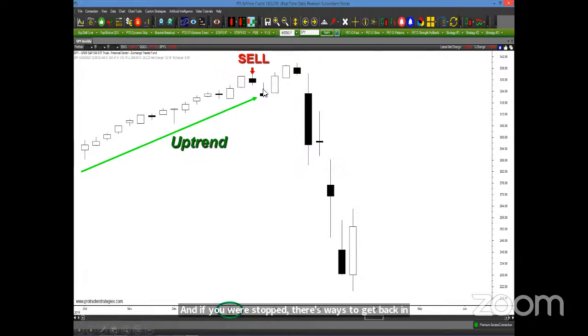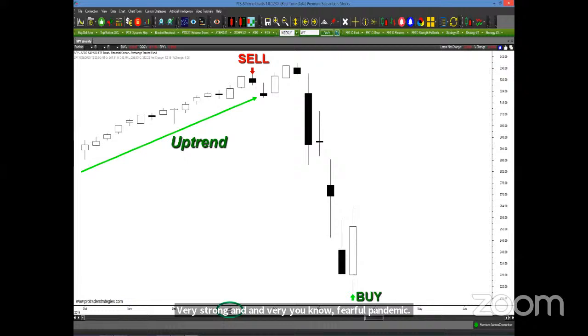Now, we all saw what happened. So let's say you got stopped out. Well, you would have taken a minor loss here. But look at the gains you could have captured if you got back in. This is mid-March, when everyone thought the world was coming to an end, and we were in the midst of a very strong and very fearful pandemic. And look what the market did.